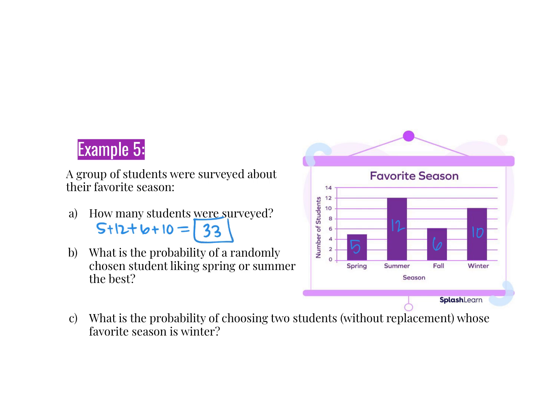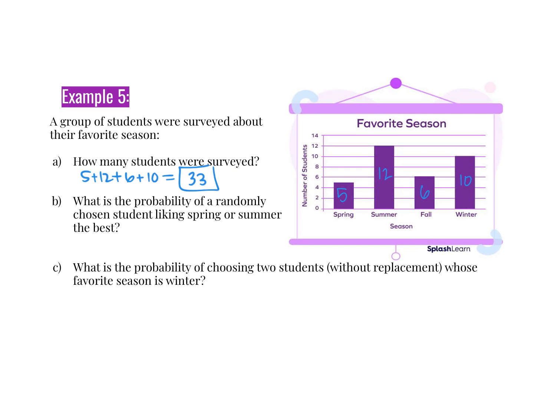Next, what we want to do is use that total to help us calculate some probabilities. So first thing we are looking at is what's the probability of a randomly chosen student liking spring or summer. Alrighty, when we're looking at this one, this "or" means it can be one or the other. So let's find the probability of someone liking spring and the probability of someone liking summer, and we are going to add those together.